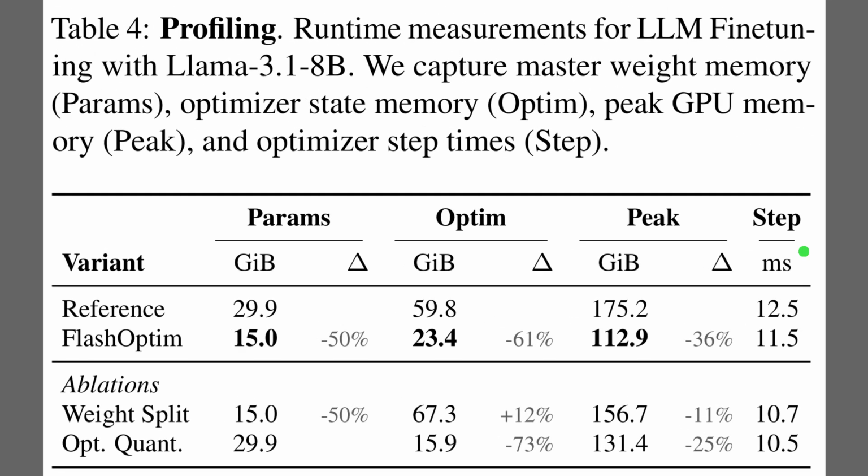The bottom panel confirms this for ResNet 50, where standard stochastic gradient descent and its flash variant are practically indistinguishable. Having confirmed the quality matches, Table 4 quantifies the actual system gains during Llama 3.1 8B fine-tuning. The first two columns reveal the specific memory savings. Parameter memory drops by exactly 50%, going from roughly 30 gigabytes down to 15, while optimizer state memory shrinks by 61%. This leads to a total peak memory reduction of 36%, falling from 175 gigabytes to just 113. Importantly, the final column shows this efficiency doesn't slow things down. The optimizer step time actually decreases slightly to 11.5 milliseconds.